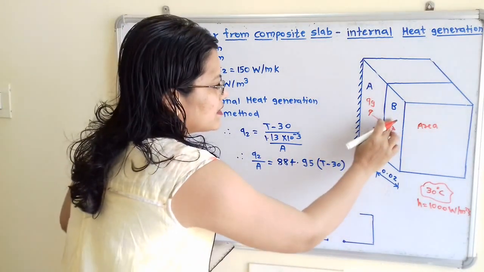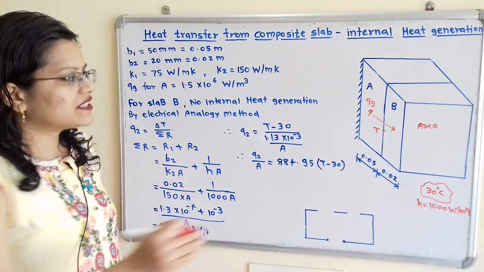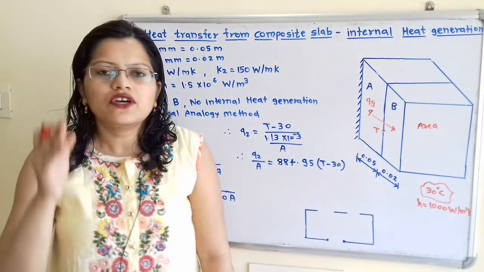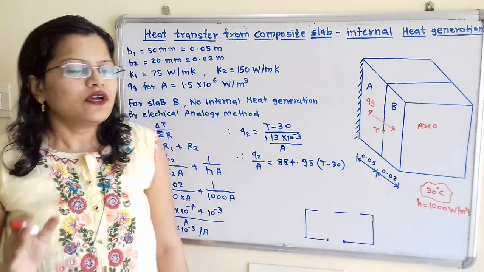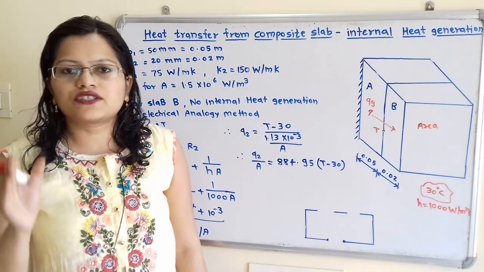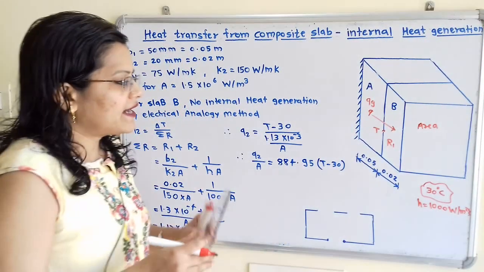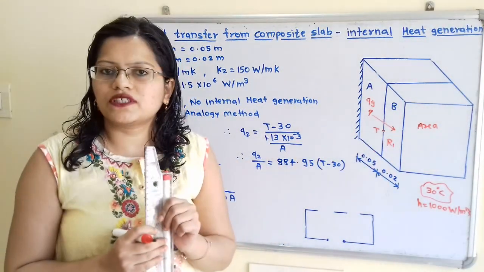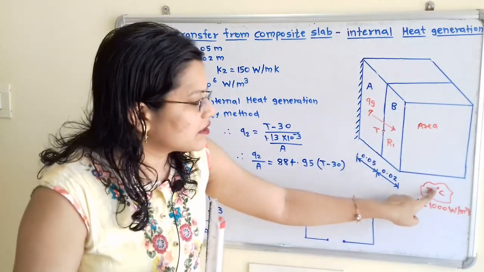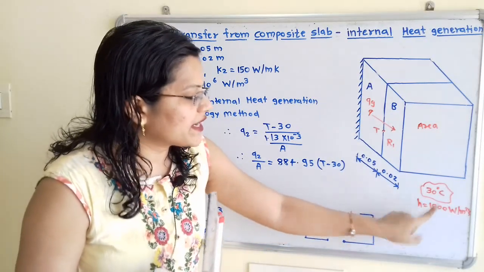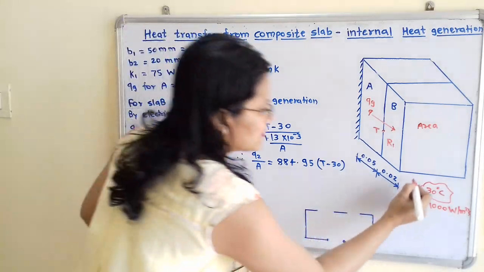Now what is the resistance offered by the conduction process in B? Because there is no internal heat generation, we will use the electrical analogy method to calculate the heat flow in B. So the resistance offered by the conduction process in B is R1. And after that the convection process takes place, because this surface of B is in contact with water at 30 degrees Celsius, which has a convective heat transfer coefficient. So the resistance offered by the convection process we will say R2.